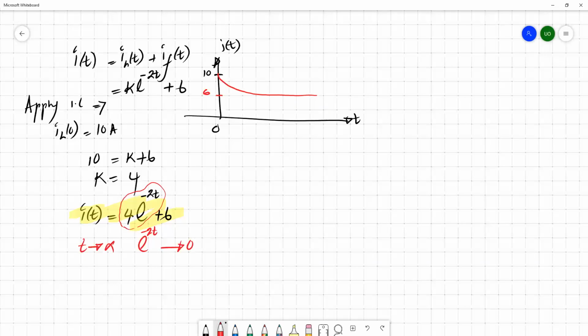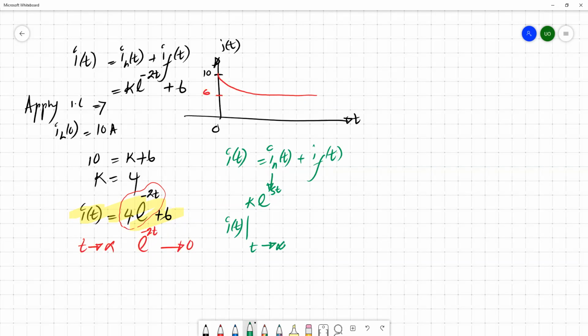Okay. So initially it starts at 10 and it converges to 6. We found that the total response is equal to the sum of the natural and forced response, and this natural response is a function of e to the power st. What happens when t goes to infinity?